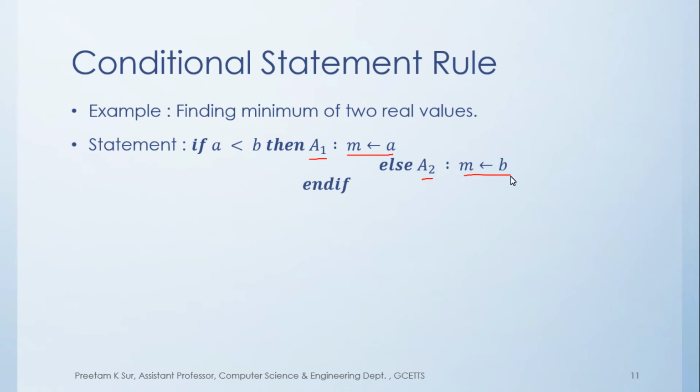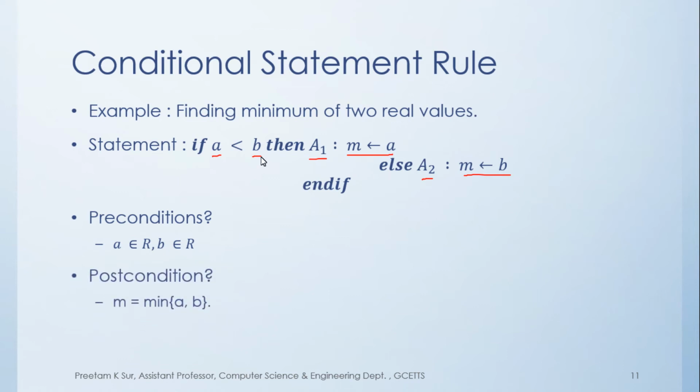So now if we look at this, what will be the precondition P? In this scenario, we are trying to find the minimum of two real values, so the inputs in this algorithm are nothing but A and B. We are comparing the values of A and B, so A and B are inputs here, and they have to be real numbers because we are comparing two real values. So the precondition will be that A and B both belong to the set of real numbers. Now the question is, what will be the post condition?